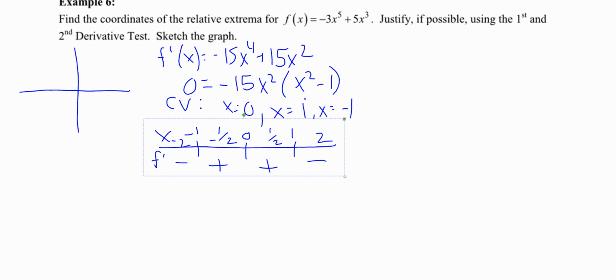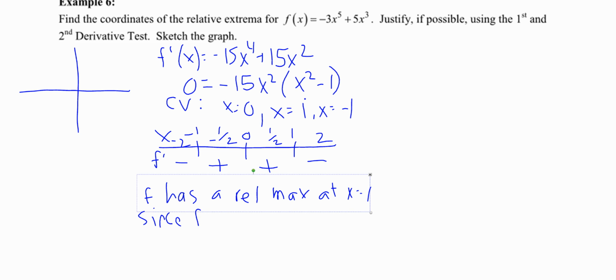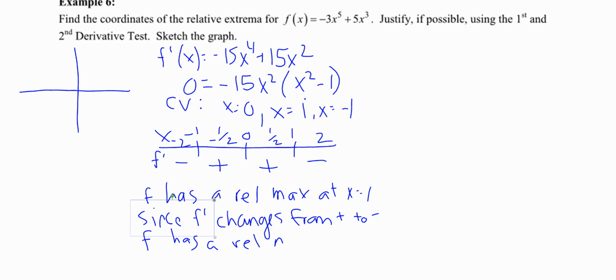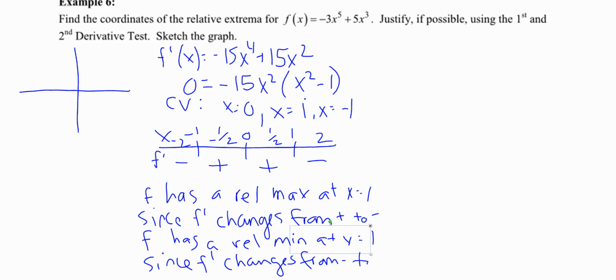So by the first derivative test, f has a relative max at x equals 1, since the first derivative changes from positive to negative, and f has a relative min at x equals negative 1, since f prime changes from negative to positive. So that's justifying it using the first derivative test. Let's look at now the second derivative test.